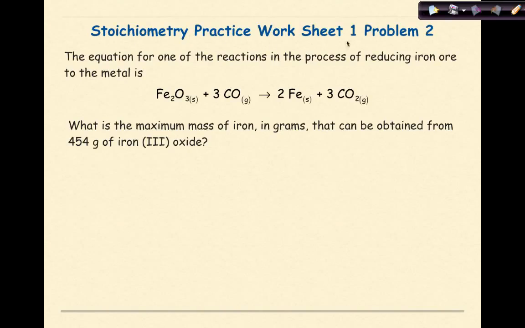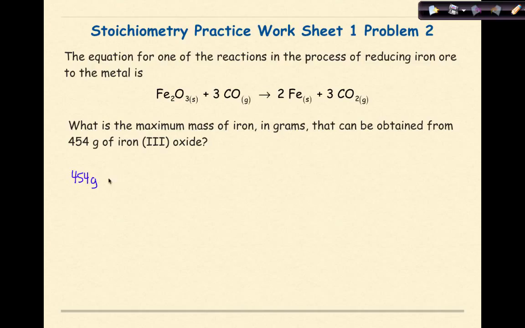Stoichiometry Practice Worksheet 1, Problem 2. The equation for one of the reactions in the process of reducing iron ore to metal is Fe2O3 plus 3CO yields 2Fe plus 3CO2. What is the maximum mass of iron in grams that can be obtained from 454 grams of iron 3 oxide?